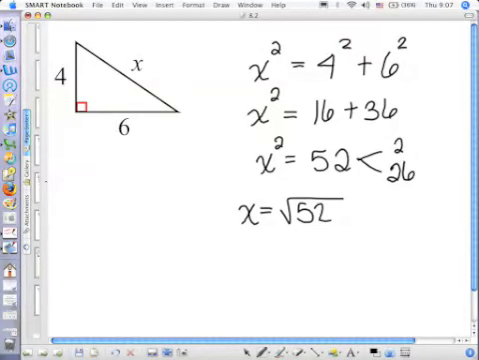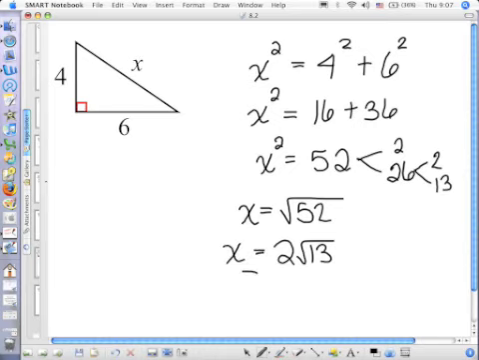26 is 2 times 13. So can that be reduced? 2 square roots of 13 is the value of x. What was the last one? The last one was the square root of 58.